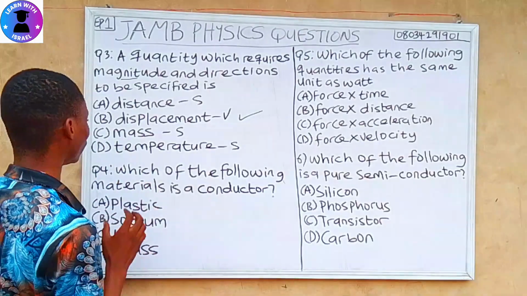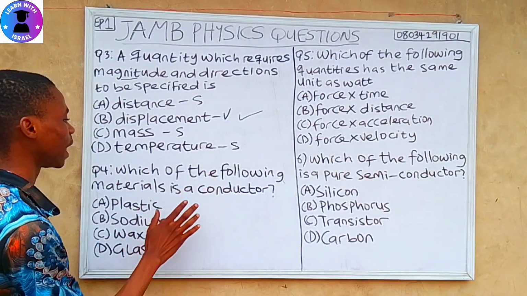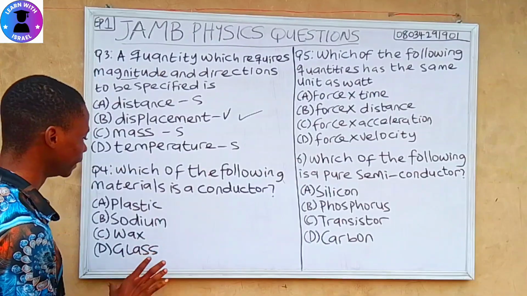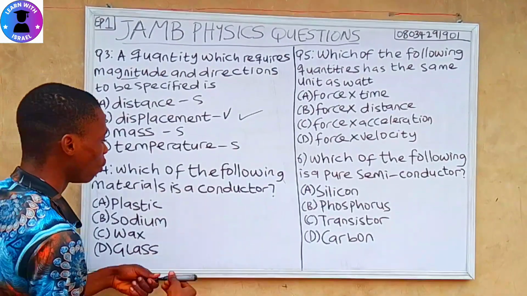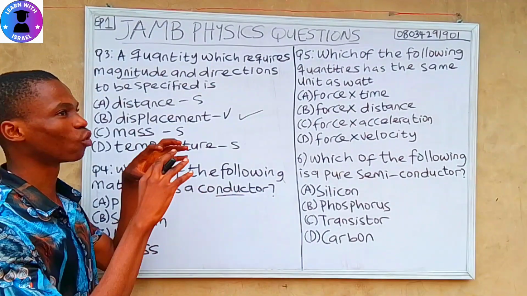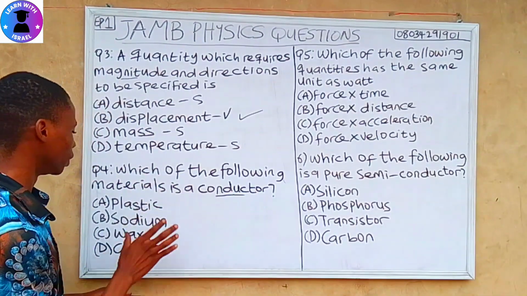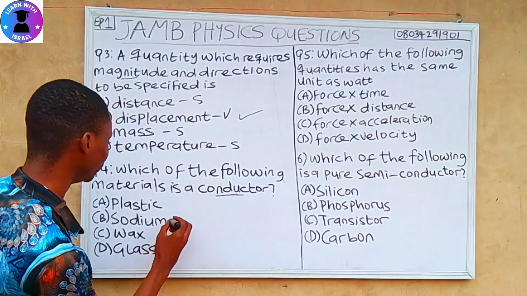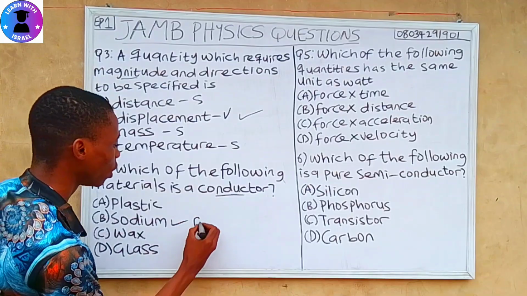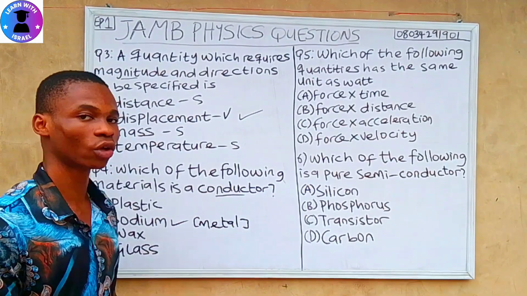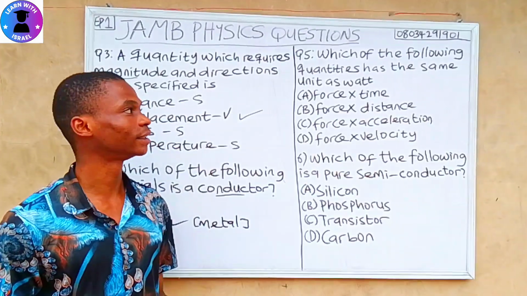Question 4. Which of the following materials is a conductor? A. Plastic, B. Sodium, C. Wax, D. Glass. So what's a conductor? Something able to conduct heat and electricity. If we check the options, the only one that can conduct heat and electricity is sodium, because sodium is a metal and metal is a good conductor of heat and electricity.